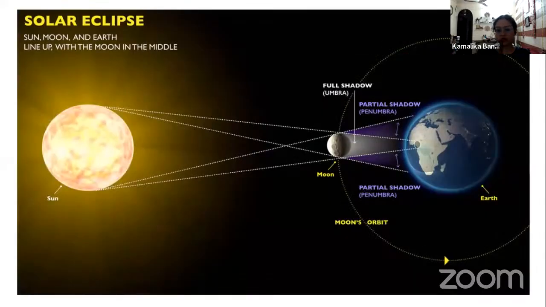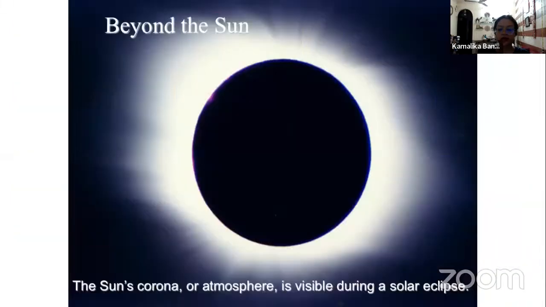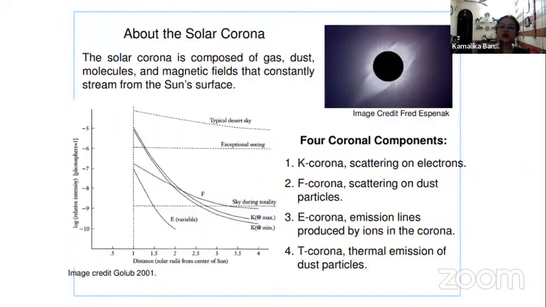Now we all know about the solar eclipse, right? As we were discussing, the corona is visible only during a total solar eclipse. Now, to read a little bit about how the corona is being read, different kinds of spectral lines are read for the corona.